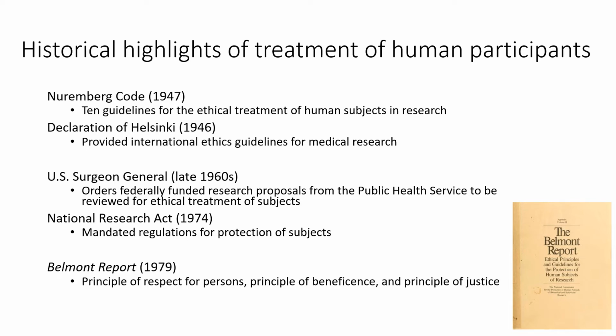It wasn't until the Belmont Report in 1979 that looked at three different principles. The principle of respect for persons, the principle of beneficence, and the principle of justice was put out that basically is the guidelines that all modern IRBs and all modern ethics boards follow.